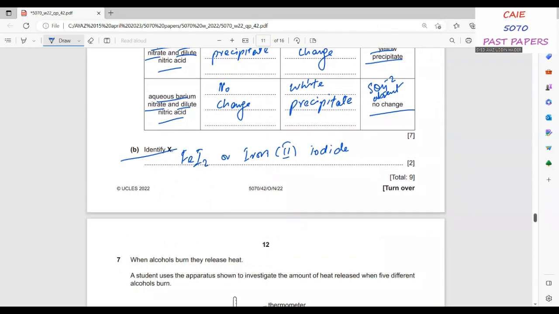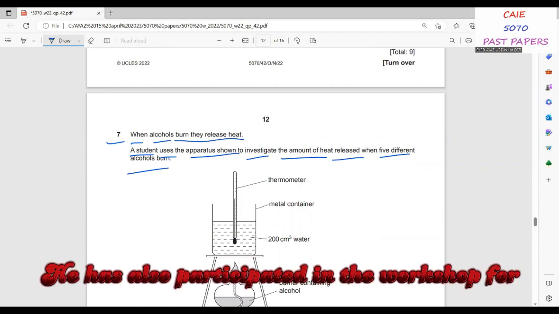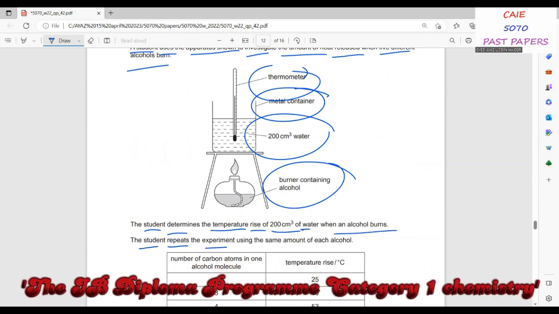Number 7, when alcohols burn, they release heat. A student uses the apparatus shown to investigate the amount of heat released when 5 different alcohols burn. So here's the setup. We have thermometer, we have metal container, we have 200 centimeter cube of water. We have burner containing alcohol. The student determines the temperature rise of 200 centimeter cube of water when an alcohol burns. The student repeats the experiment using the same amount of each alcohol.